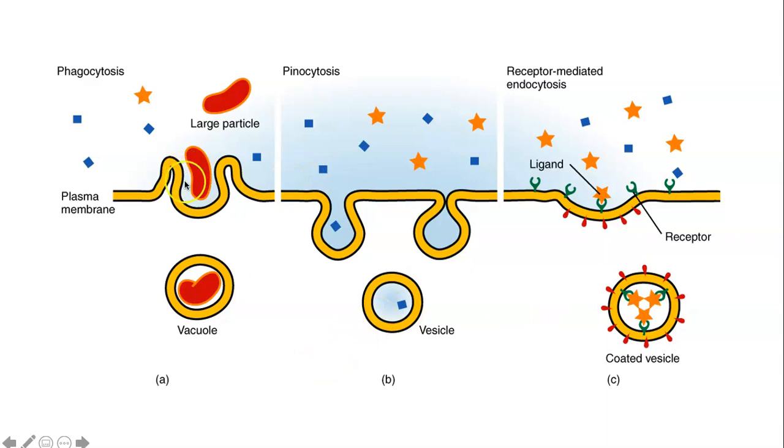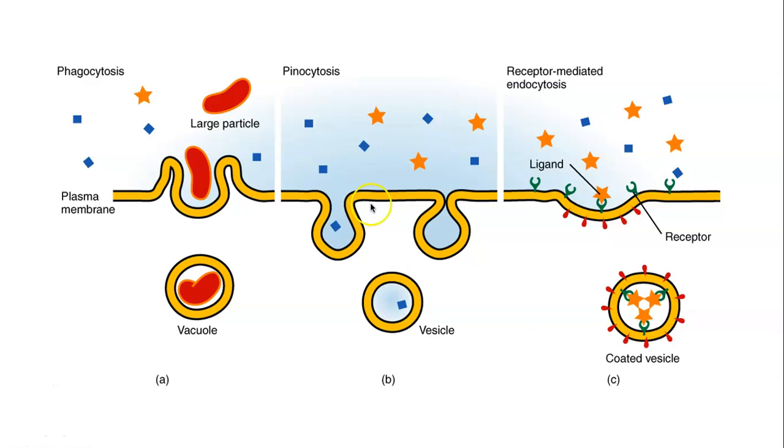It is when a cell engulfs large particles and then a vesicle containing the particles is pinched off, and then the cell can do what it needs to do with these materials, perhaps digest it or take it somewhere else in the cell. In contrast to phagocytosis, pinocytosis is called cell drinking.